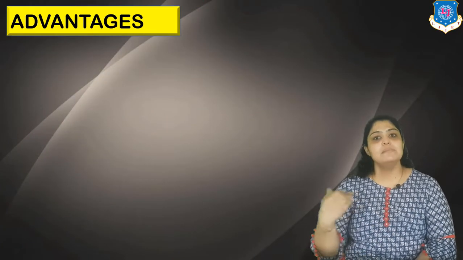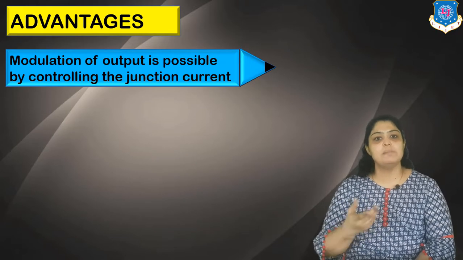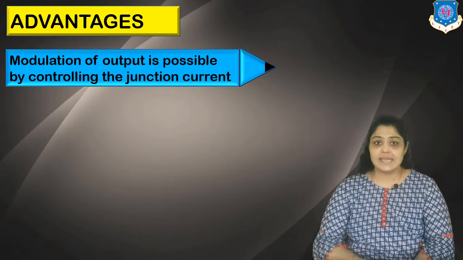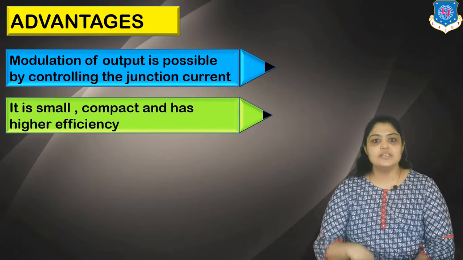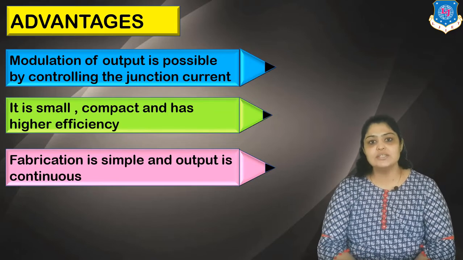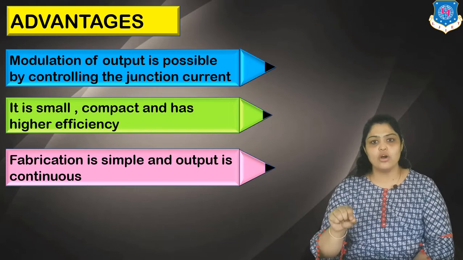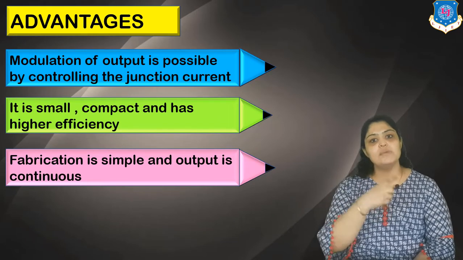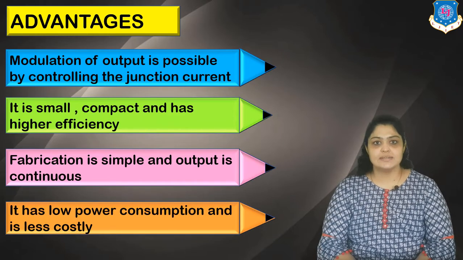Now let's discuss some advantages of semiconductor laser. Modulation of output is possible by controlling the junction current, easy to control. It is small, compact, and has a higher efficiency. It just needs a simple diode, that's it, and forward biasing. Fabrication is also simple, and you get continuous output. Just keep the circuit on. Continuously there will be recombination and generation of photons. Power consumption is comparatively less.